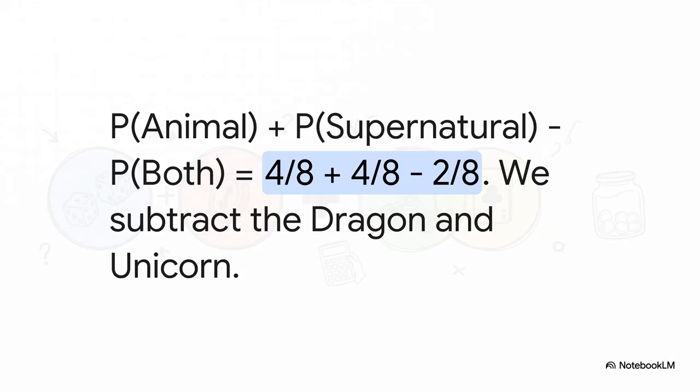Okay, let's break it down together. We can see there are 4 animal tokens out of the 8 total. And there are also 4 supernatural creatures. But hold on, the dragon and the unicorn, they're on both lists. That's our overlap. So we have to subtract those 2 so we don't count them twice.